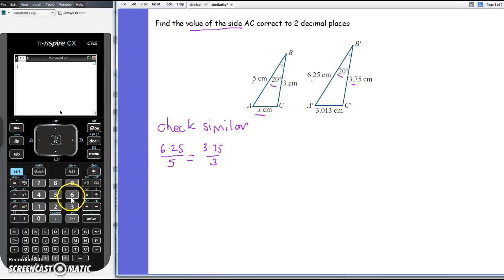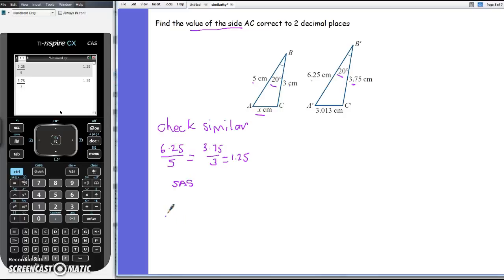So over here, let's go 6.25 divided by 5 is 1.25. Let's check, does 3.75 over 3 give us that same value, which they do, 1.25. So we've got a scale factor of 1.25. We can clearly see now that we have similarity, and the similarity test is side, angle, side.